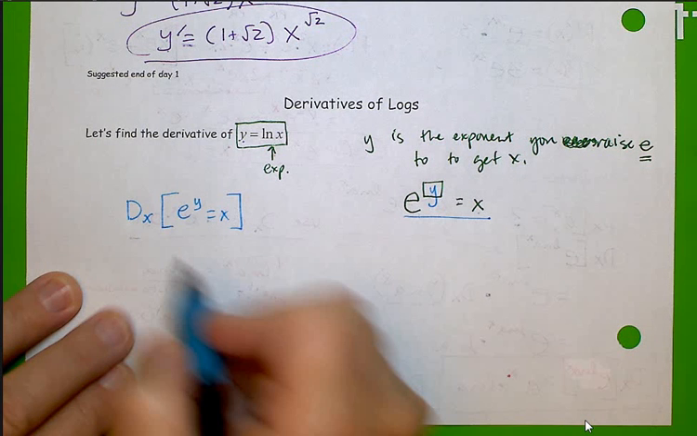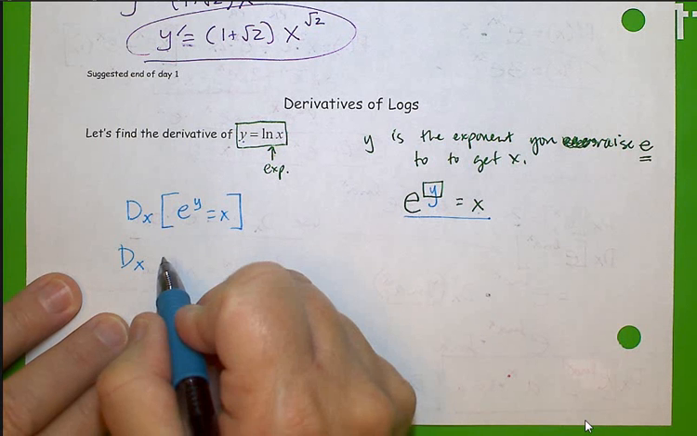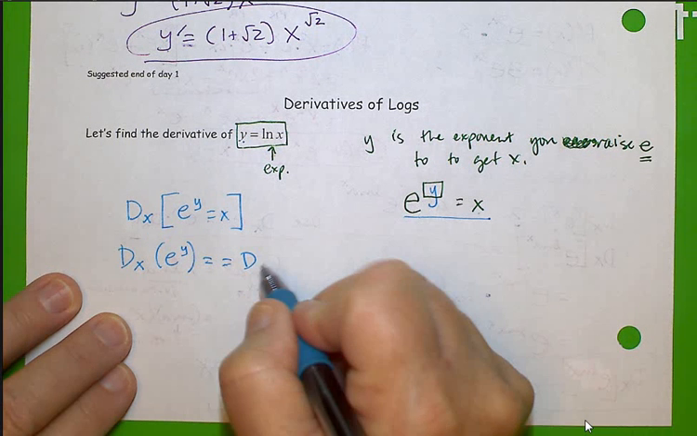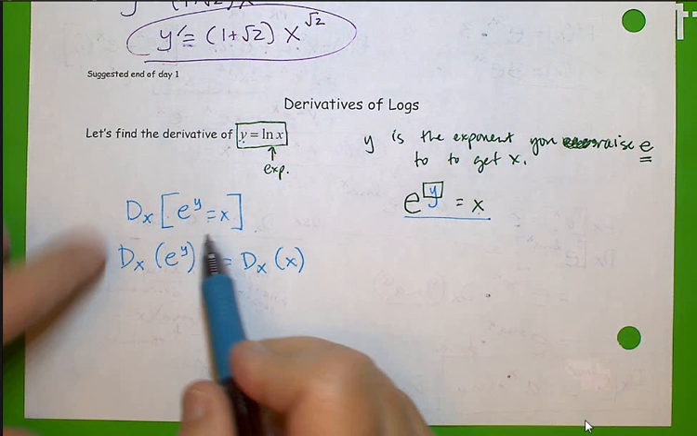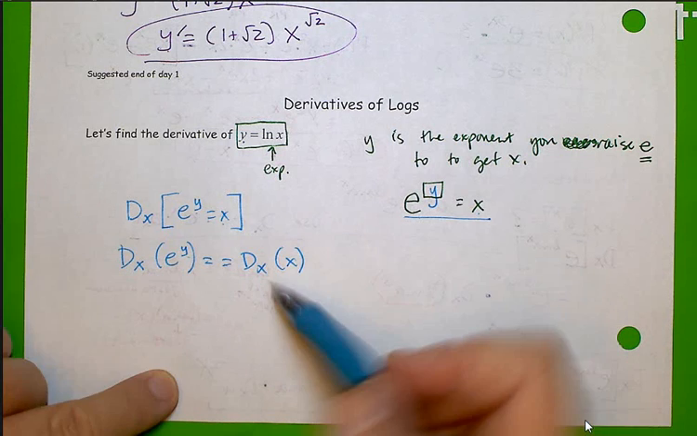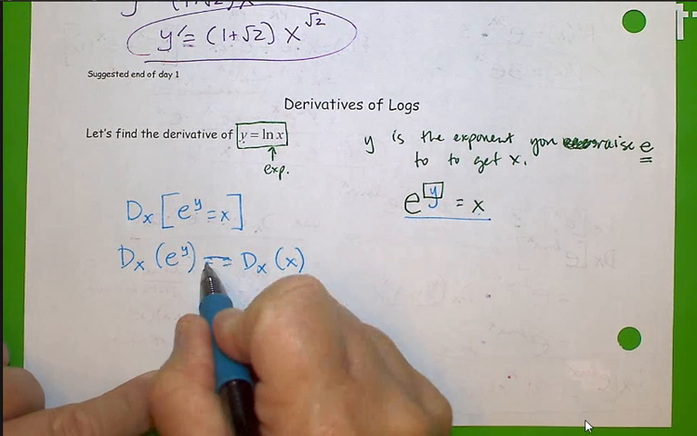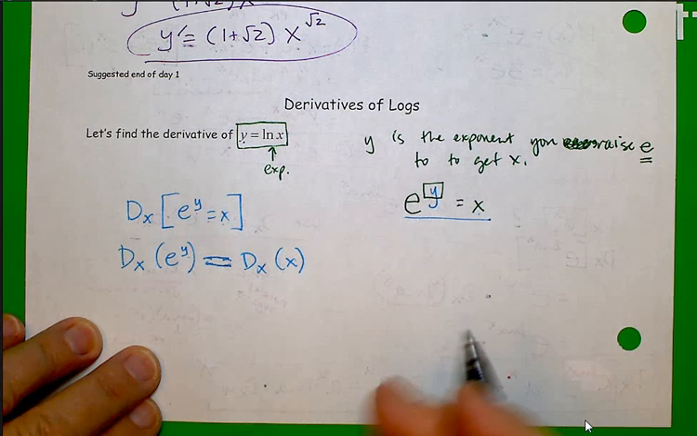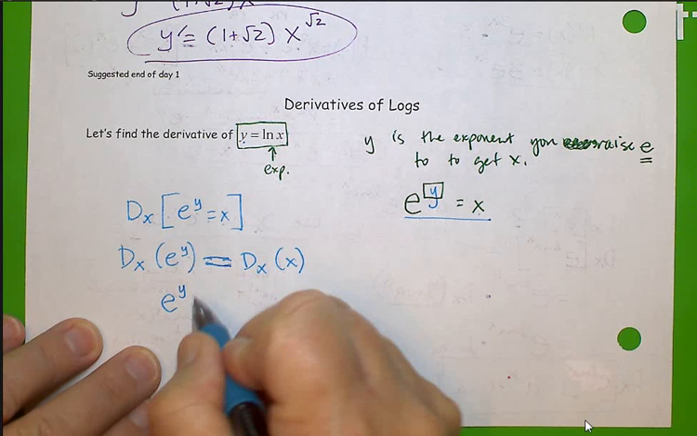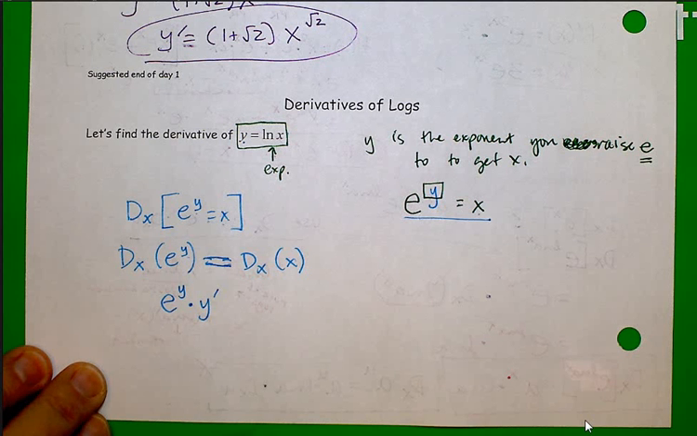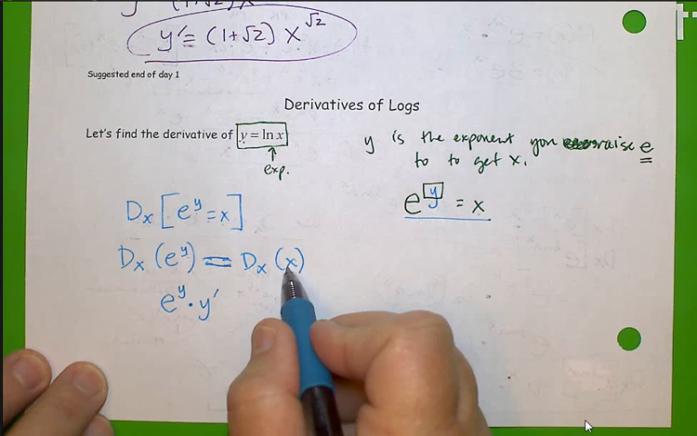So the derivative of e to the y has to equal the derivative of x if I took the derivative of both sides of this equation, right? The derivative of e to the y equals the derivative of x. Normally we just put one equal sign; we'll make it a giant equal sign. So the derivative of e to the y, that's like e to the u, so it's e to the y, or e to the u, times d/dx of u, which I'm going to write as y prime. e to the y times y prime. The derivative of x is just equal to 1.